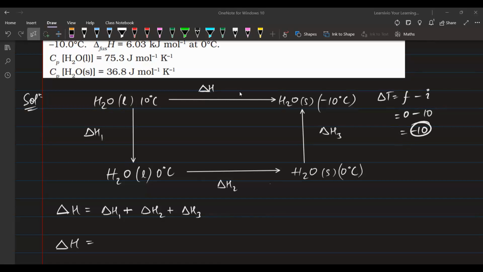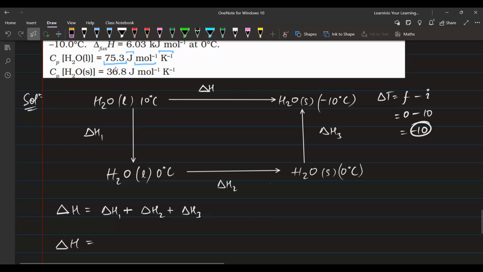Okay, now after that, read here. The heat capacity of water is what? 75.3 joules per mole per Kelvin. So for each Kelvin, how much energy do we have to give? 75.3. You have to give this much energy when you have to raise the temperature. Does it make sense? Yes or no? Yes, sir.